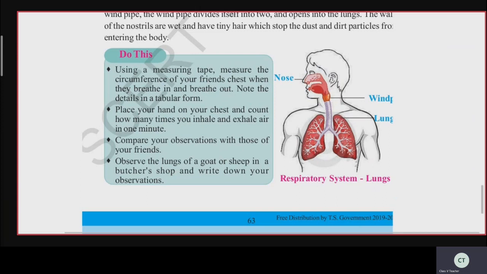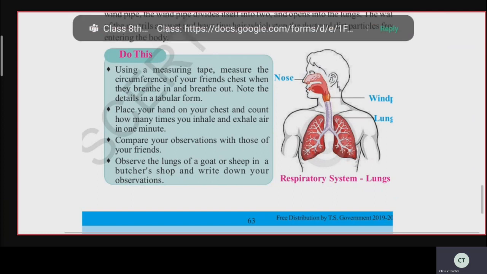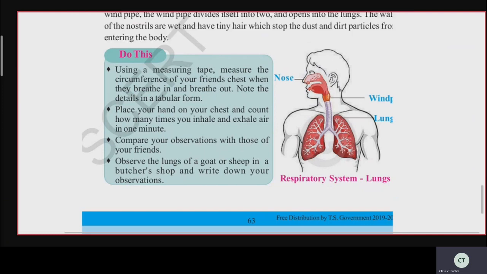Now, using a measuring tape, measure the circumference of your friend's chest when they breathe in and breathe out. Note the details in a tabular form. Place your hand on your chest and count how many times you inhale and exhale in 1 minute. Yes, children, this is very important. Keep your hand on the chest.